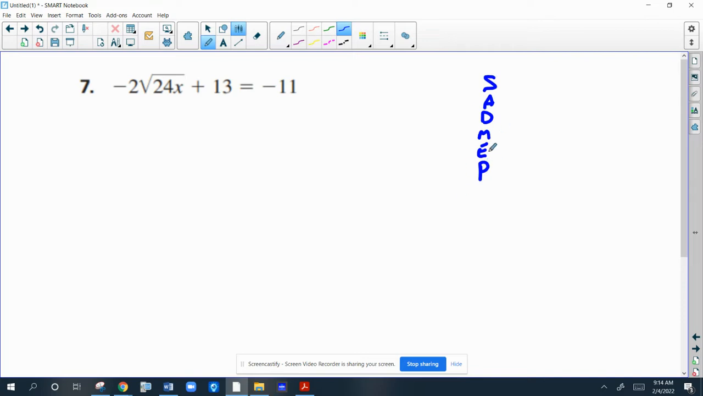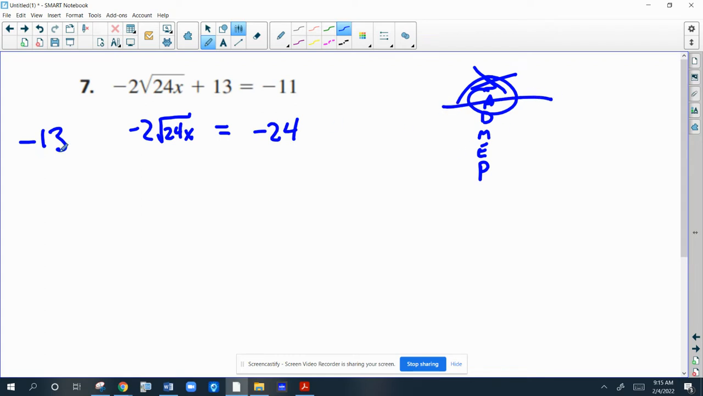in that order. So I have -2 times the square root, which is an exponent, of 24x, plus 13 equals -11. So there's no subtraction. I'm going to take care of my addition right now by doing the opposite, subtracting. So the first thing I will do is subtract 13 to get rid of that plus 13. -11 minus 13 is -24.